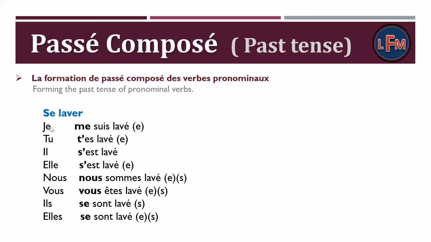If je is feminine, we put an extra e. If tu is feminine, we put an extra e. Il is masculine. With elle, we put an extra e as it is feminine. With nous, we put an extra s. And if nous is feminine also, then we put e and s both. If vous is feminine and plural, then we put e and s both. With ils, only s. With elles, e and s both, as it is feminine plural.